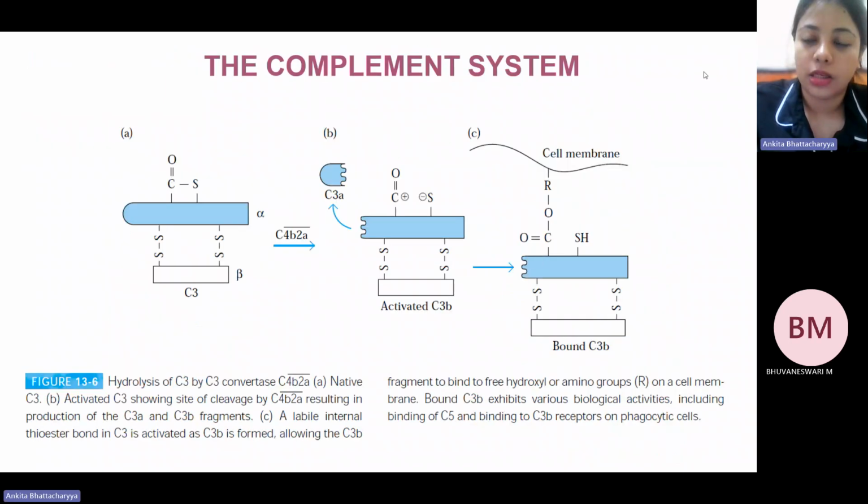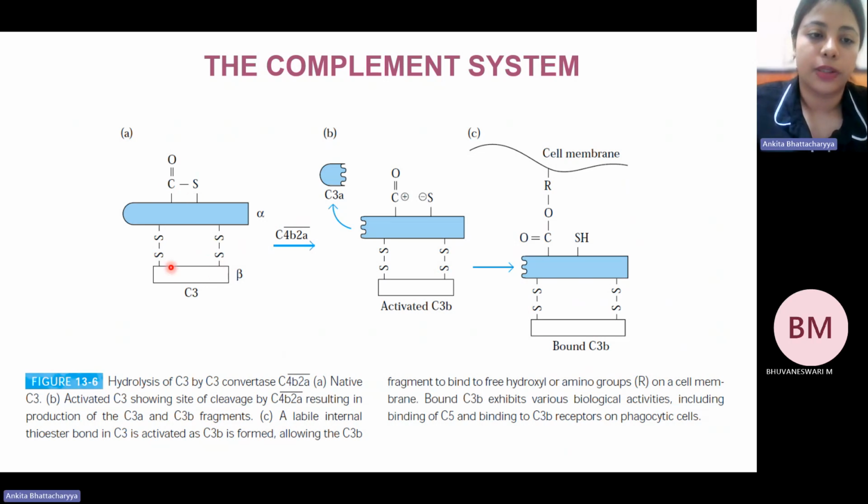So this is a little more detail about the way in which the C3 convertase is working. What you can see is, again, a schematic representation only. This is the native form of C3 versus the activated form of C3, the way in which it works. You can see it is being represented by two peptides, alpha and beta, which are bound to each other by disulfide linkages.